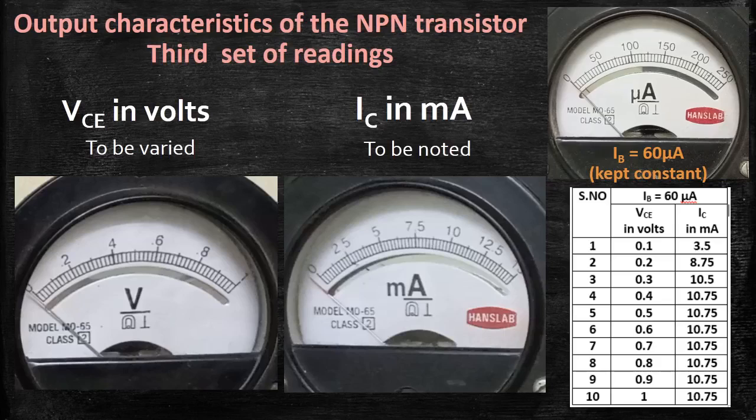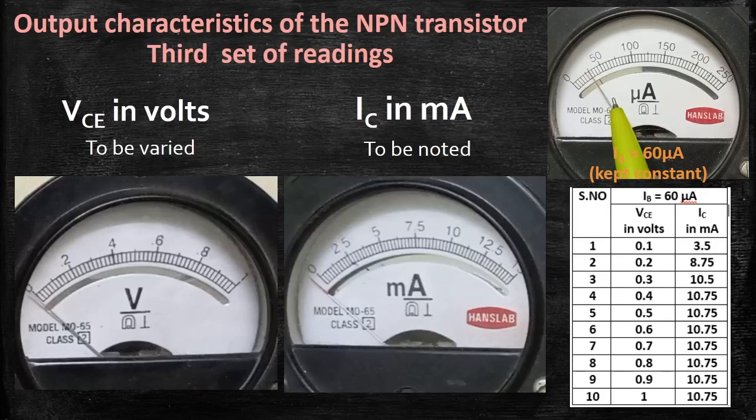Now we are going to take the third set of reading. Now the IB value should be kept at 60 microampere. Throughout the experiment, the IB value should not be varied. It should be kept constant. Now I am going to vary the position of the knob. Slowly the IB value starts increasing.